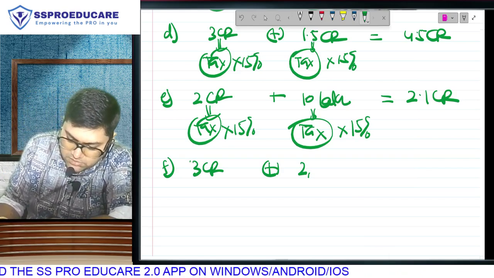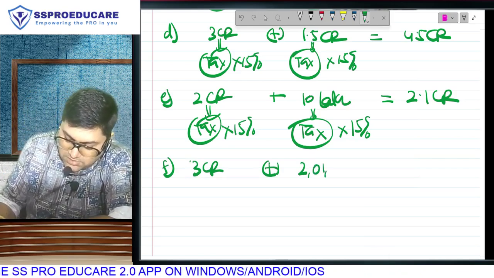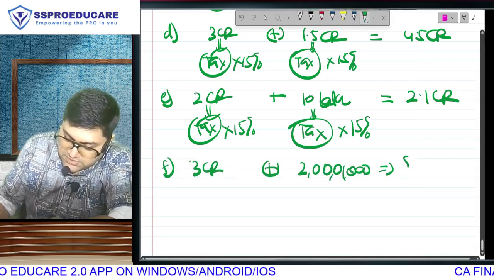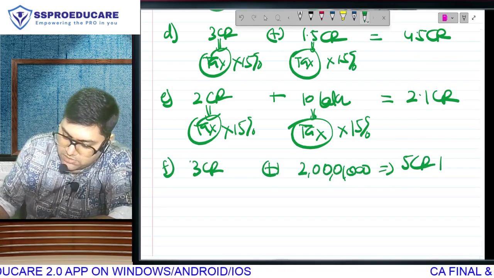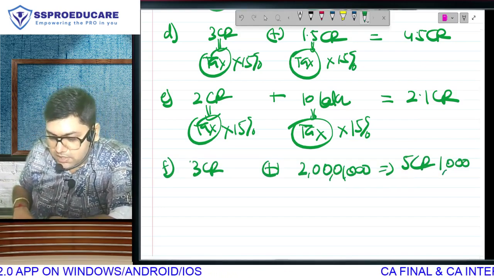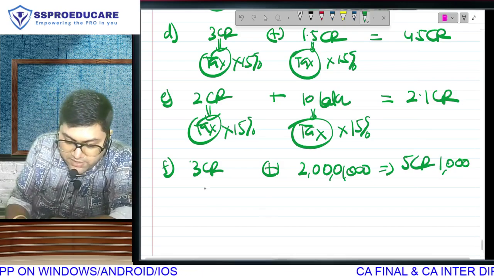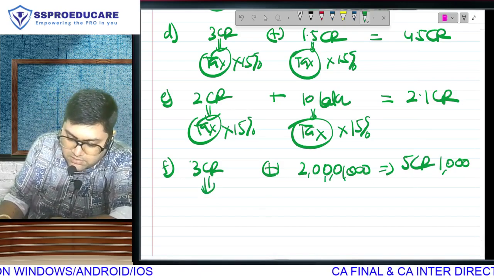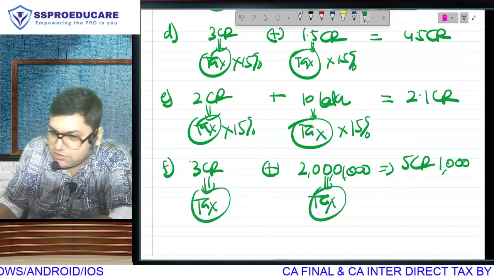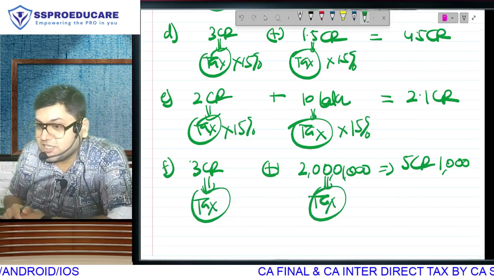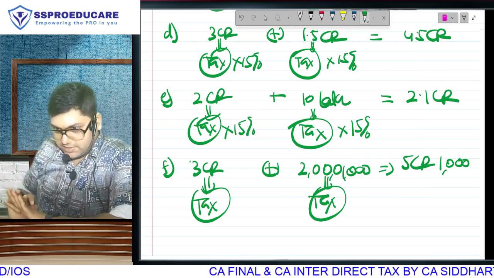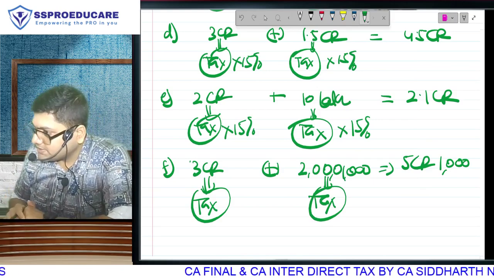2 crore. So this becomes 5 crore. I am avoiding zeros. 5 crore 1,000. Correct? First, you will calculate. Please understand. First step will be basic tax. Basic tax में तो you have got no question of surcharge, and as long as surcharge does not come, there is no question also of marginal. ये clear है? First step will be basic tax.